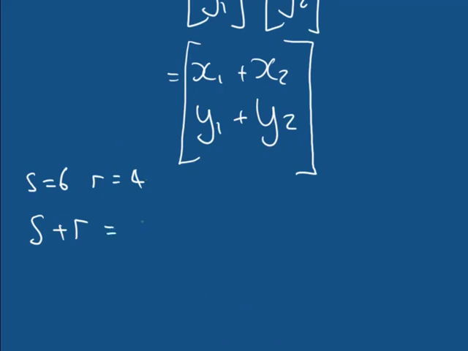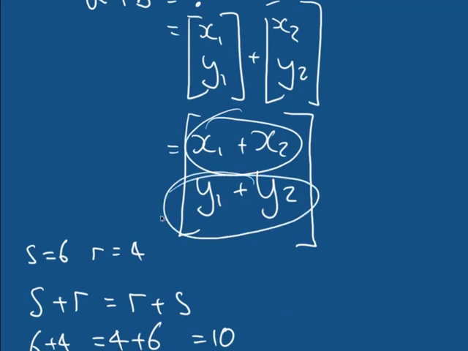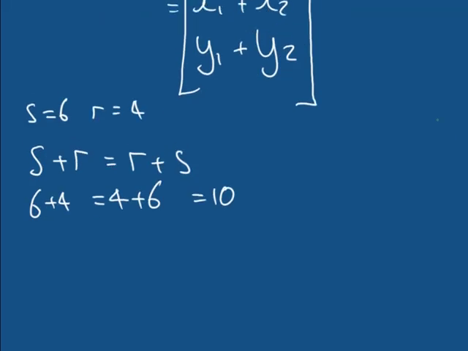That's to say, scalar addition is commutative. S plus R is the same as R plus S. We can switch the two numbers that we're adding together around, and they're going to give us the same result. And we can see that with our numbers, because 6 plus 4 is obviously equal to 4 plus 6, because they both equal 10. Well, it follows, if the way we're adding our vectors together is simply a series of scalar additions, then vector addition is also commutative.